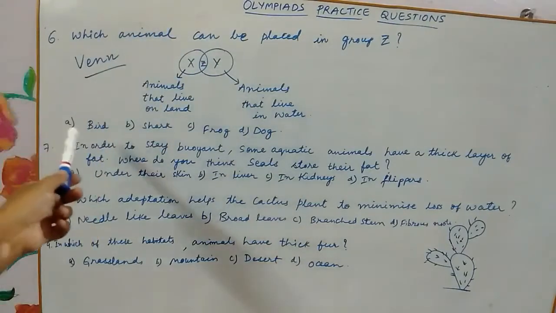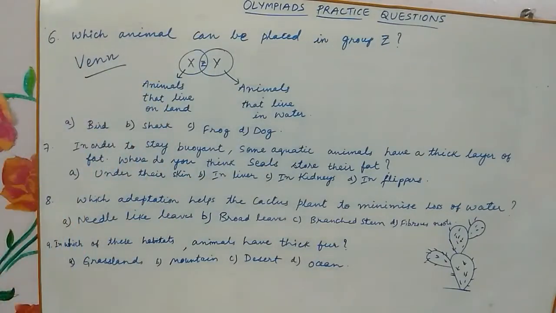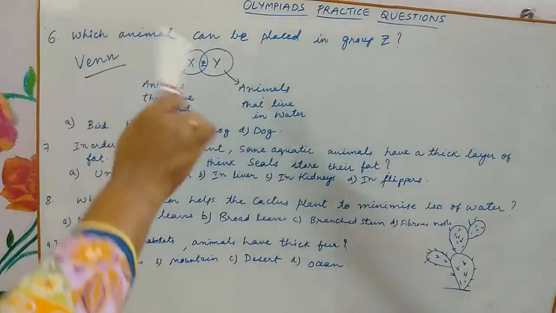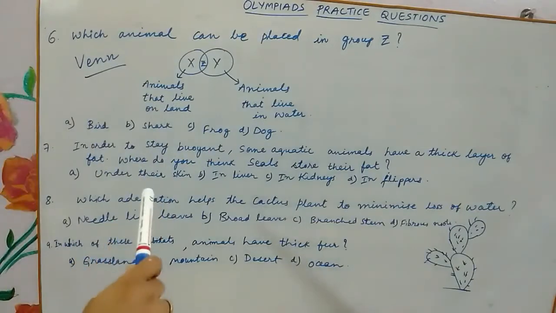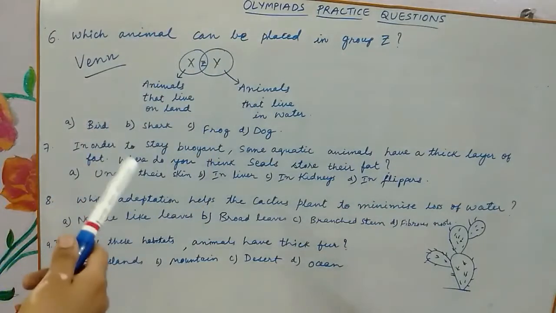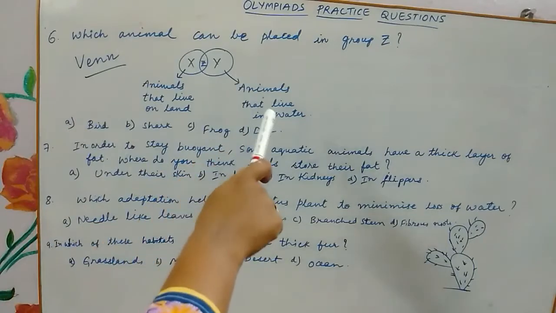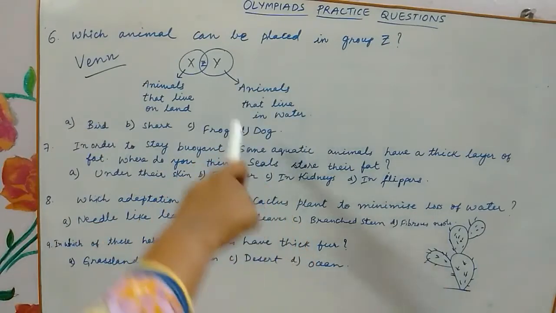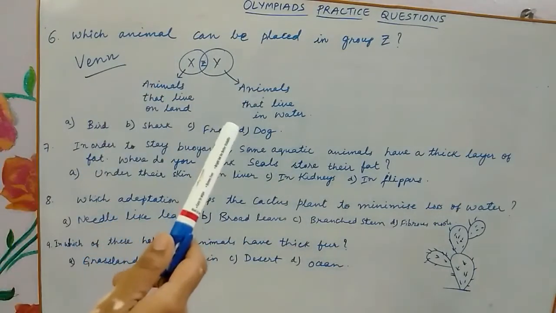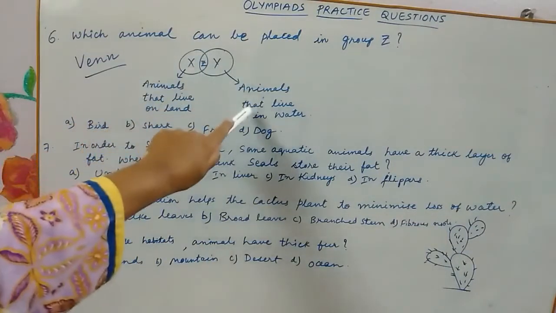So which animal from the given options do you think should be placed in group Z? What is X group? You have to see first of all. Learn and study the Venn diagram carefully before going to select the options. Animals that live on land. X belongs to that group of animals which live on land. Y is that group of animals that live in water. So now Z shares the qualities of both X and Y. Okay. So that means it is a group that lives both on land and in water.